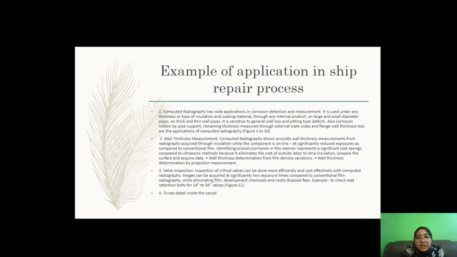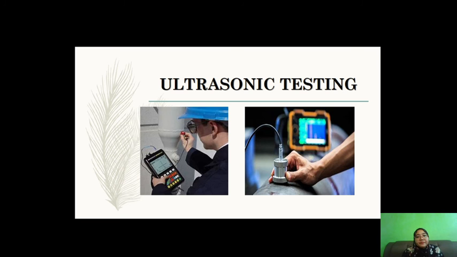Examples of application in ship repair. First, computed radiography has wide application in corrosion detection and measurement. Second, wall thickness measurement can be used on the wall of a ship. Third, valve inspection: we can use it to check the seat retention bolt. Fourth is to see detail inside the vessel.